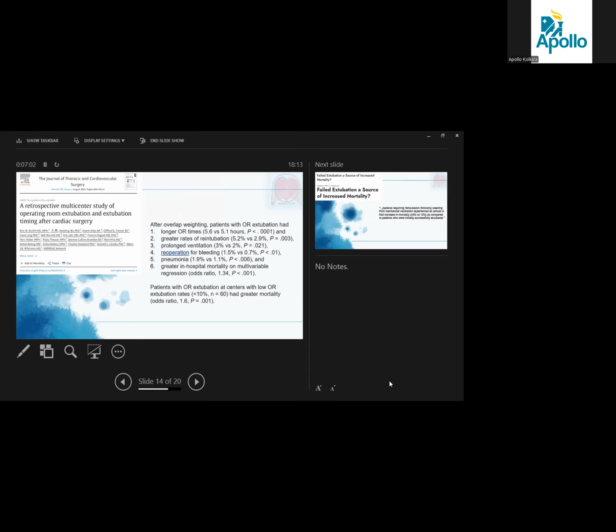Yes. A retrospective multicentric study here again points to the same thing: patients who were extubated in the OR had longer OR times, 5.6 versus 5.1 hours, greater rates of reintubation of 5.2%, prolonged ventilation of 3%, reoperation due to bleeding, pneumonia, and greater in-hospital mortality with a significant p-value. And mortality is one of the metrics every corporate hates, every government hates, and every senior hates. I'm very sure about that.